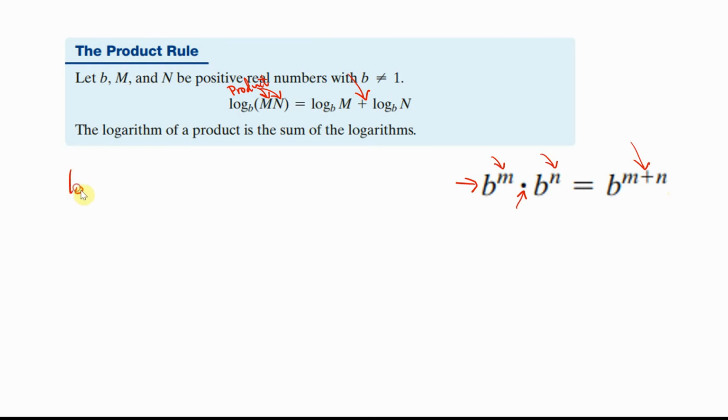That is, if you have log base b of m plus log base b of n, then that is the same. From this expansion, we can condense. This is the log base b of m times n. So you can read it from left to right or also from right to left, and we still have equality.